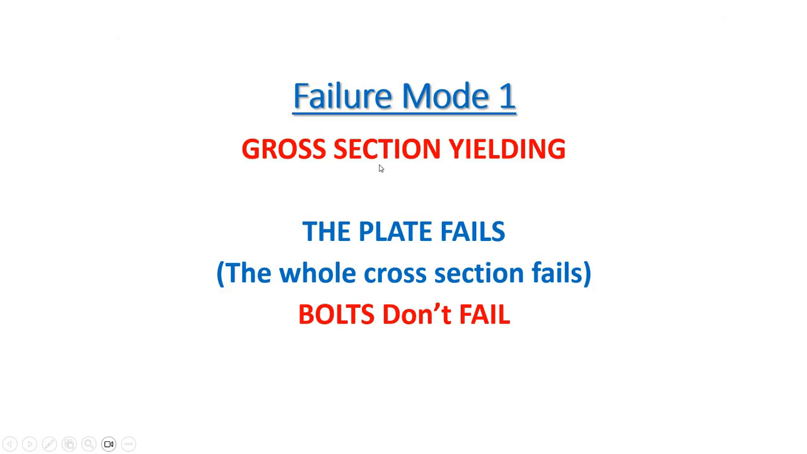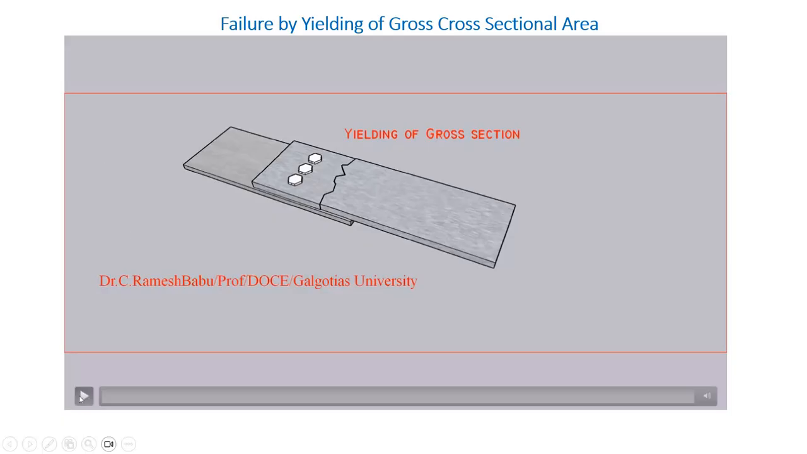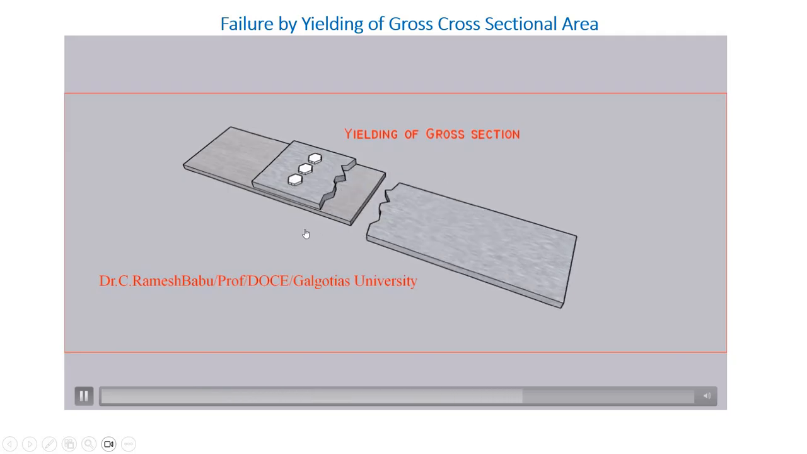Now gross section yielding. What is the meaning of gross section yielding? Definitely the plate has some holes if you connect it with rivets or bolts. But even then, after connecting with bolts or rivets, suppose the failure does not happen because of the bolts and the failure happens because of the plate, this type of failure mode is called gross section yielding. So here you can see that the bolts are not failing. The failure is occurring in the gross cross section.